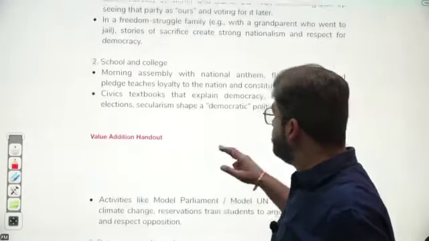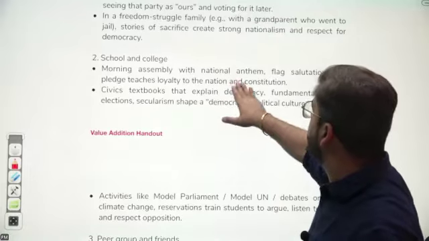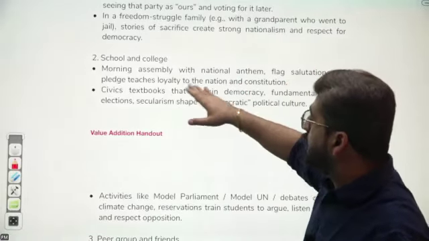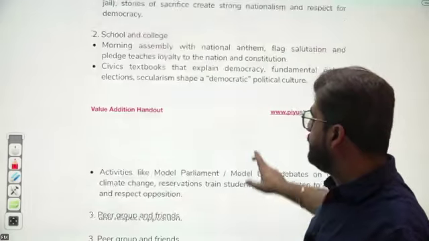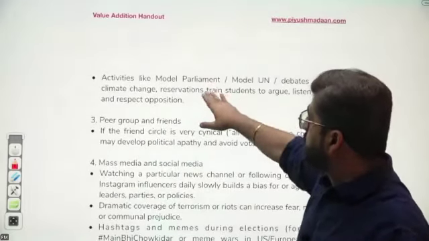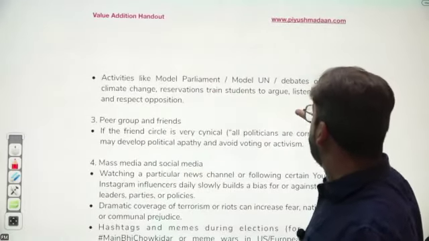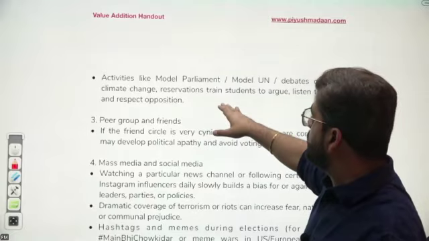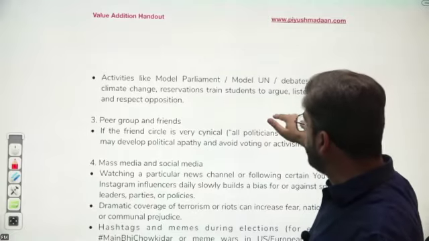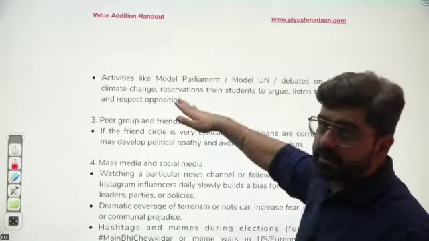Schools and colleges, morning assembly with national anthem, flag, salutation, and pledges teaches us loyalty to the nation and constitution. Activities like model parliament, model UN, debates on citizenship amendment act, climate change, reservation, train the students to argue, listen to others, and respect opposition.